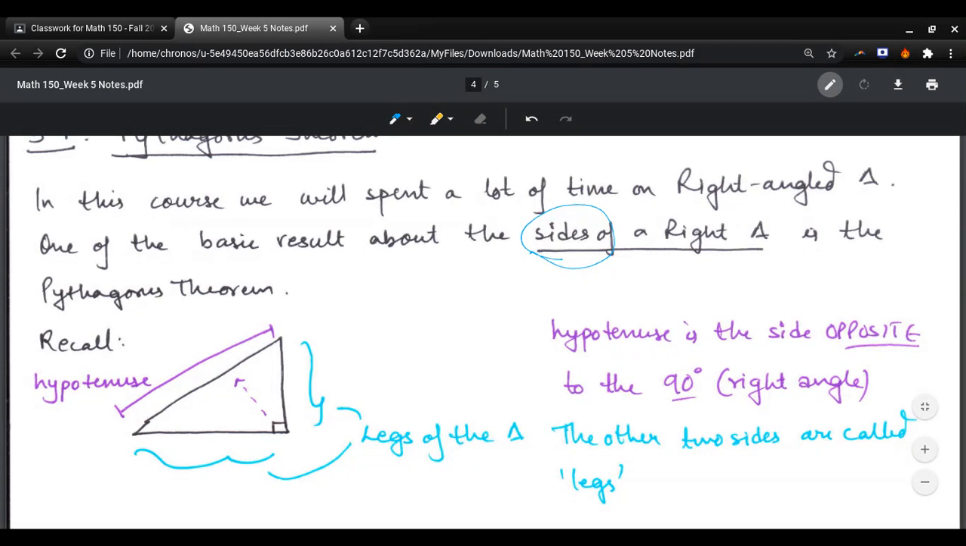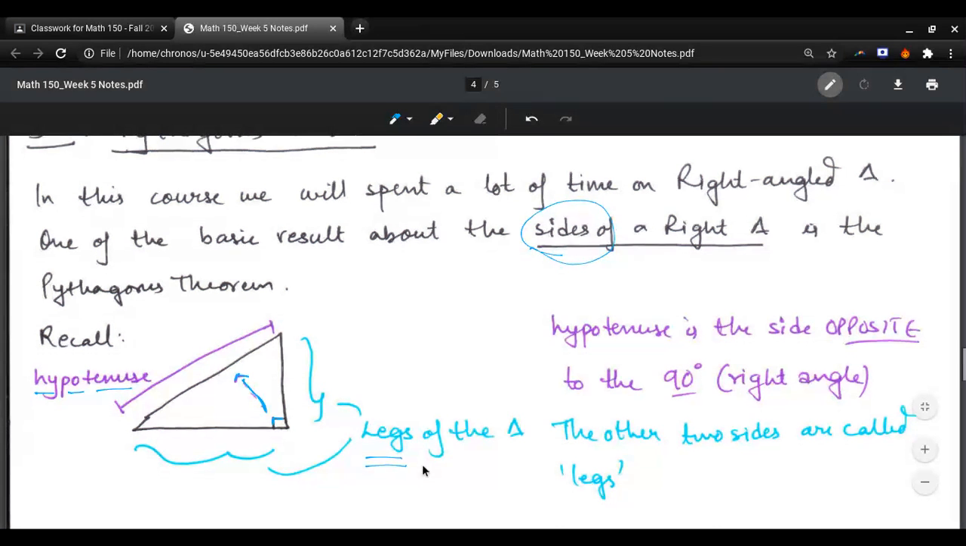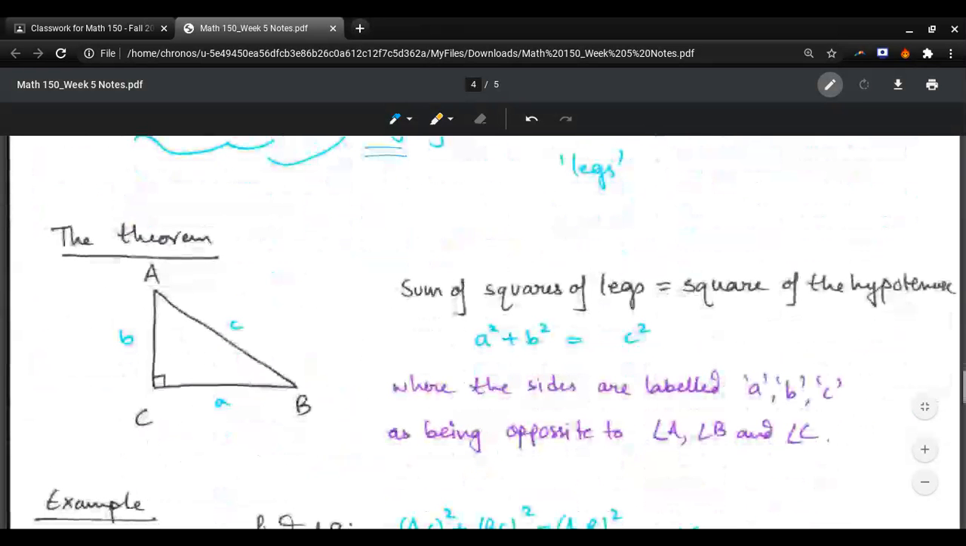Now, recall, we learned the nomenclature for the sides of a triangle. If you have this right angle here, the side that is opposite, which is facing this, is called the hypotenuse. The other two sides on which the triangle rests are called the legs of the triangle. Okay. Now here's the theorem.